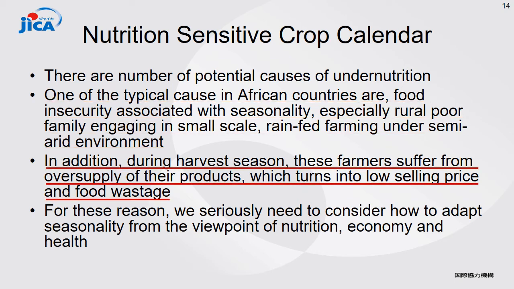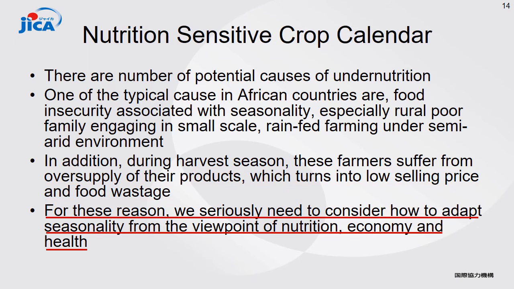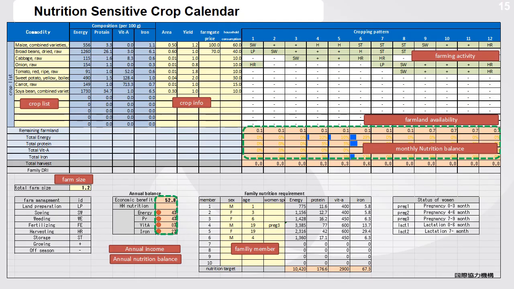In addition, during harvest season, these farmers suffer from oversupply of their products, which turns into low selling price and food wastage. For those reasons, we seriously need to consider how to adapt seasonality from the viewpoint of nutrition, economy, and health. Crop calendar is a common tool in agriculture to adapt seasonality. In Rwanda project, we try to introduce concept of nutrition in conventional crop calendar.